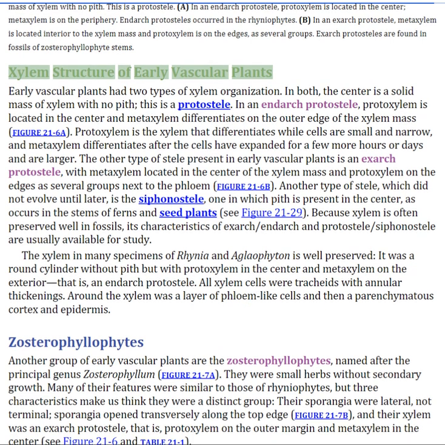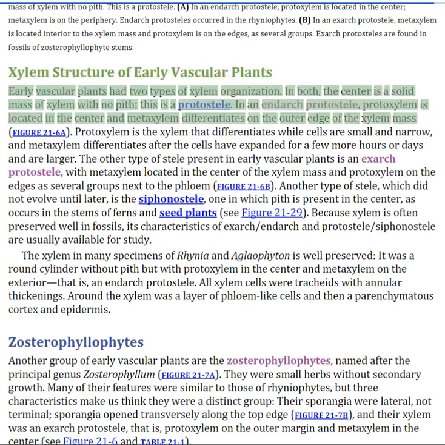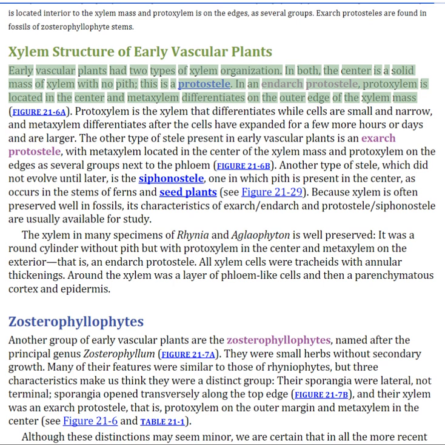Xylem structure of early vascular plants. Early vascular plants had two types of xylem organization. In both, the center is a solid mass of xylem with no pith; this is a protostele. In an end-arch protostele, protoxylem is located in the center and metaxylem differentiates on the outer edge of the xylem mass.